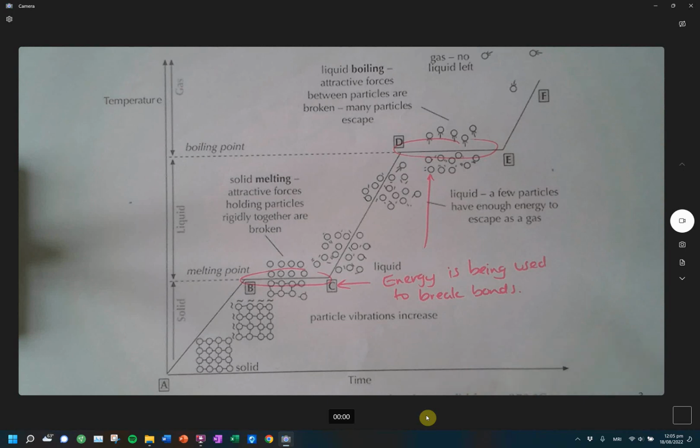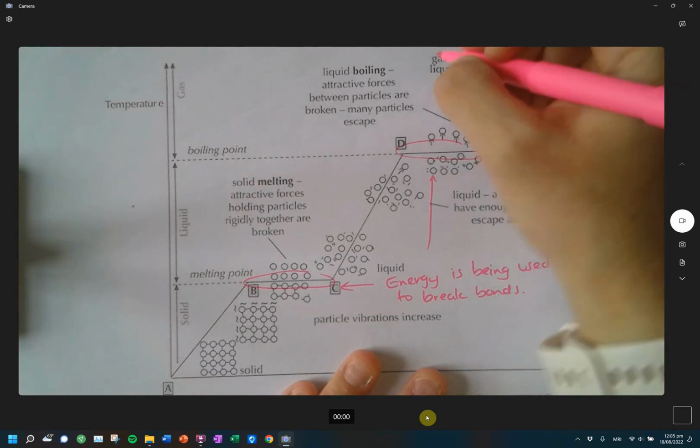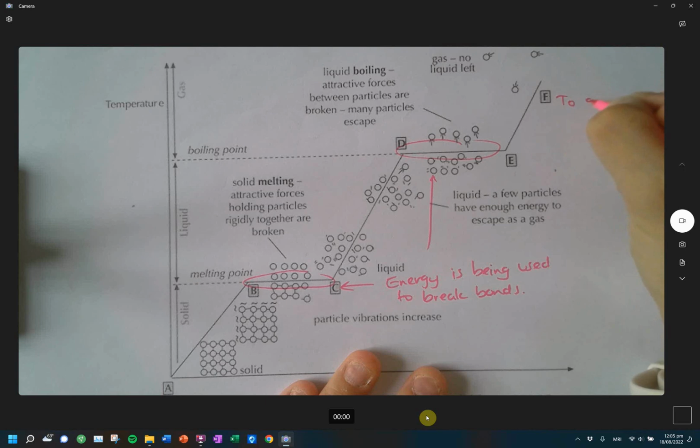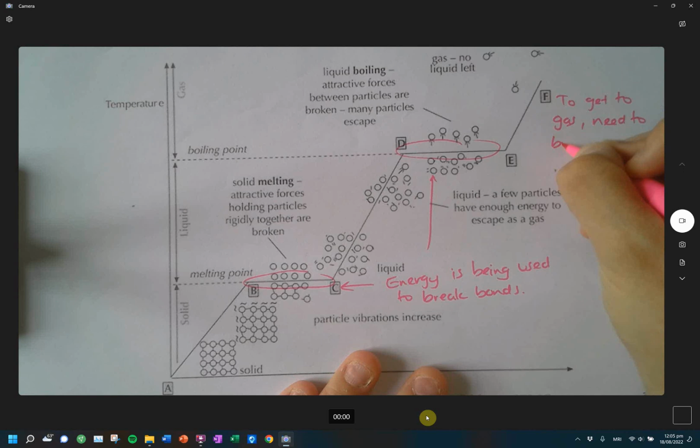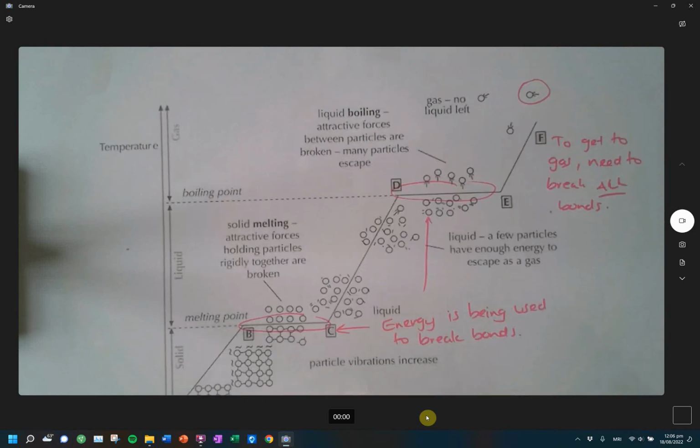The other common question they ask is comparing and contrasting why does it take so much more energy to get something to the gas state than to the liquid state. And in that case, it's because for the gas state, we need to fully break the bonds, whereas in the liquid state, there's only some of the bonds that are being broken. To get to gas, you need to break all bonds, because what I want to do is basically just release the particle so it's by itself. So that commonly comes up.